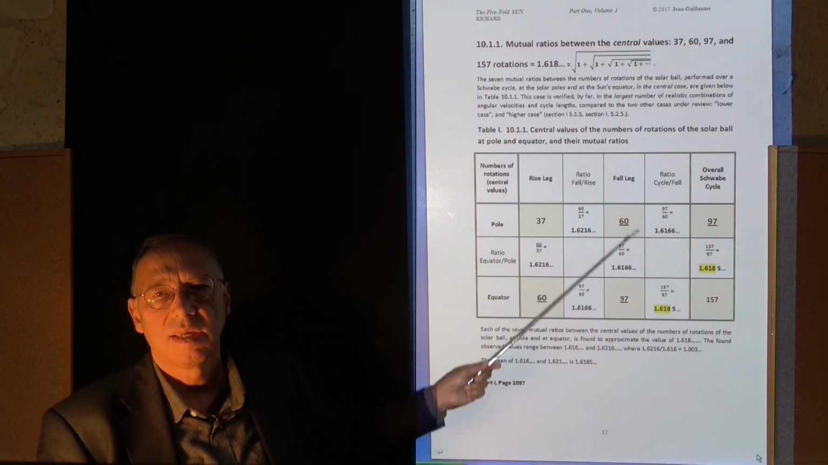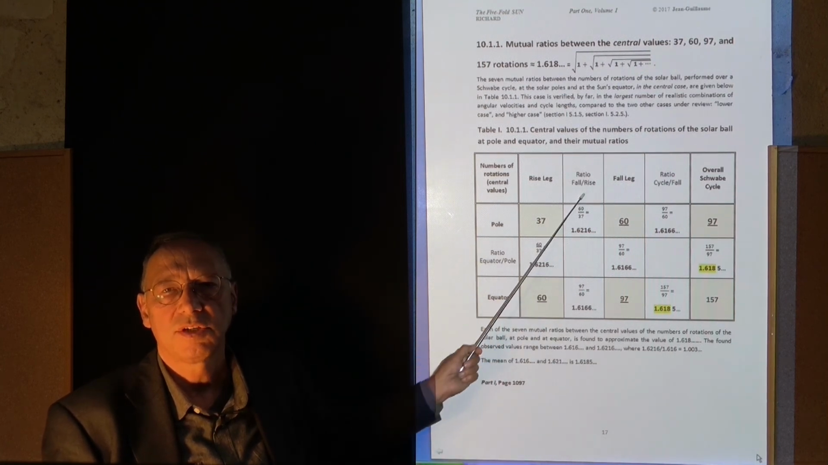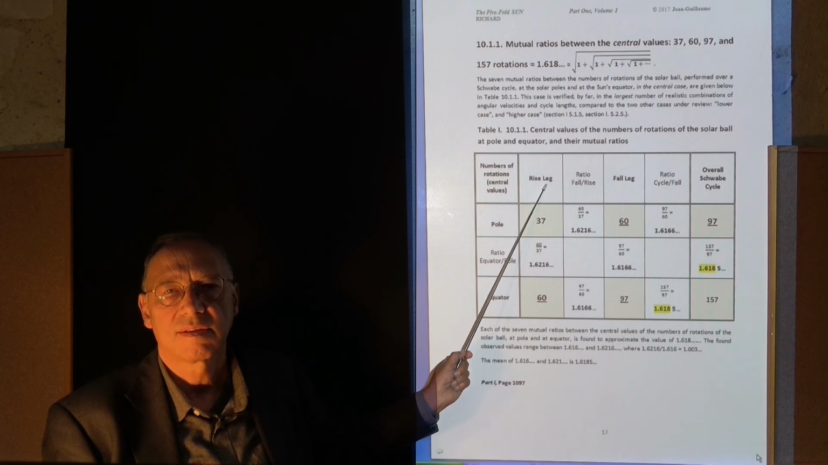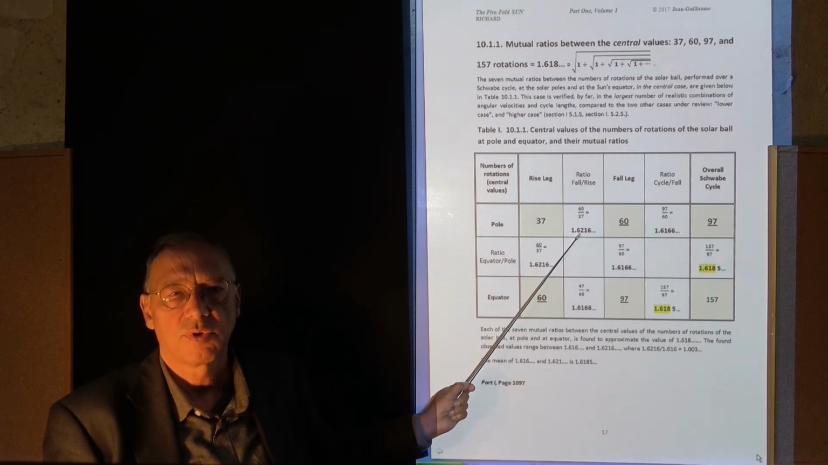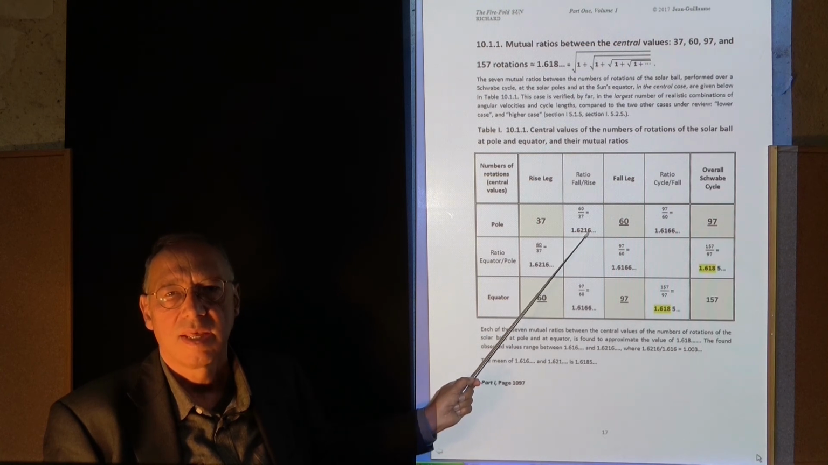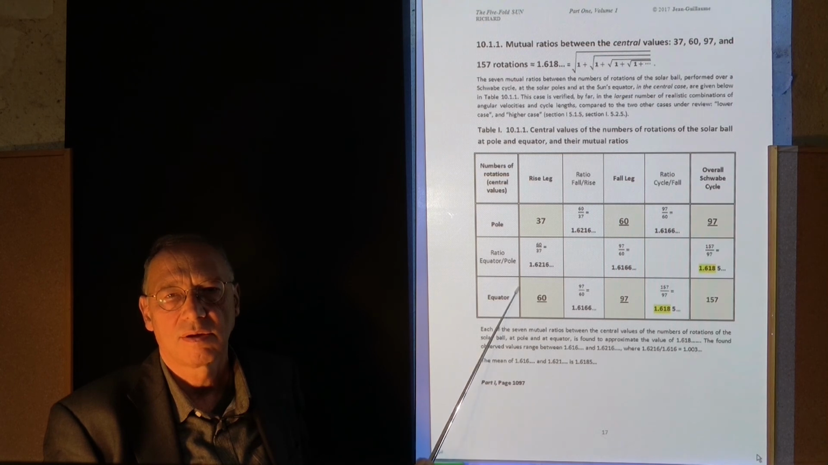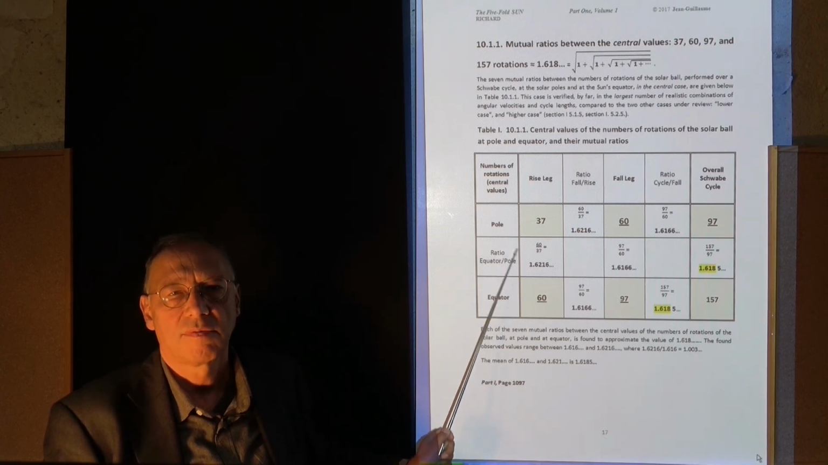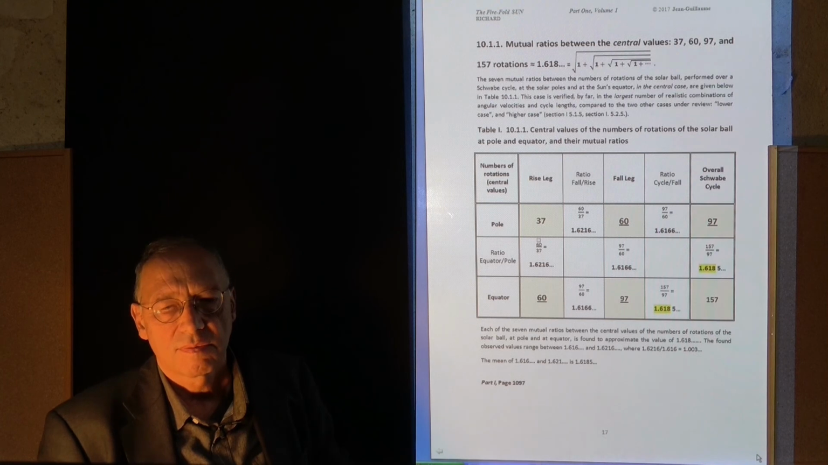As you can see, in such a matrix, there are mutual ratios between lengths of the legs, which amount to about 1.618. And there are also mutual ratios between the pole and equator number of rotations, which amount to about 1.618.